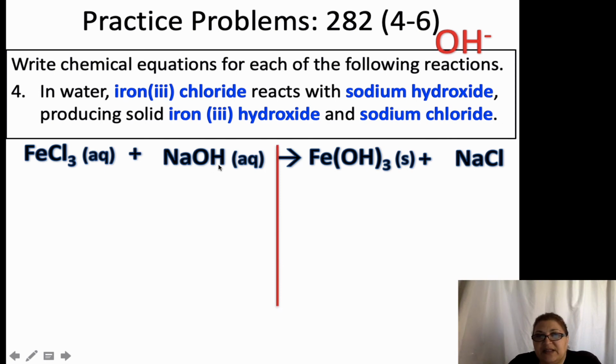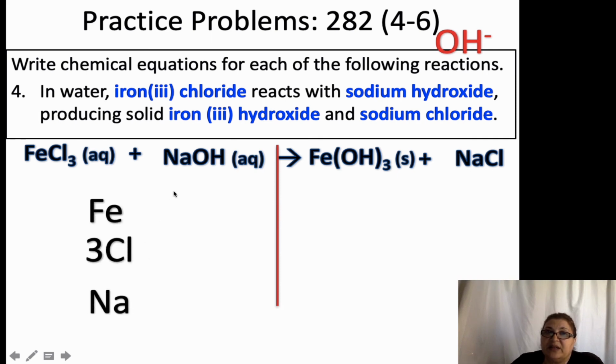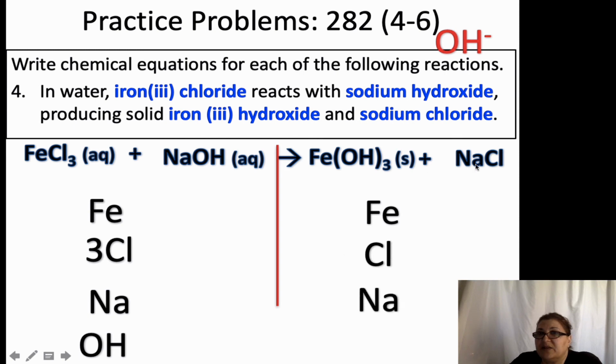Now, just a hint, if you have OH on this side and OH, don't separate. So it's a polyatomic on both sides, except the number on the outside of the parentheses. Don't separate them. So let me show you how to do this. Iron, chlorine, and sodium, and OH. Iron, chlorine, sodium, and OH. So you have 3 chlorines and 3 OH.